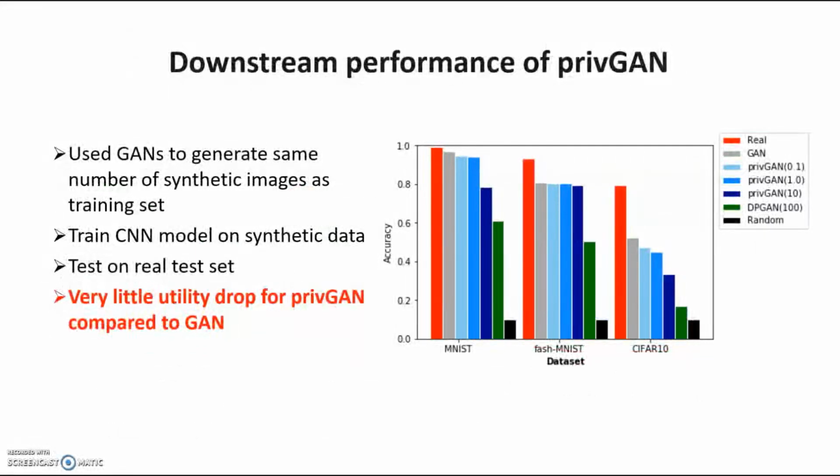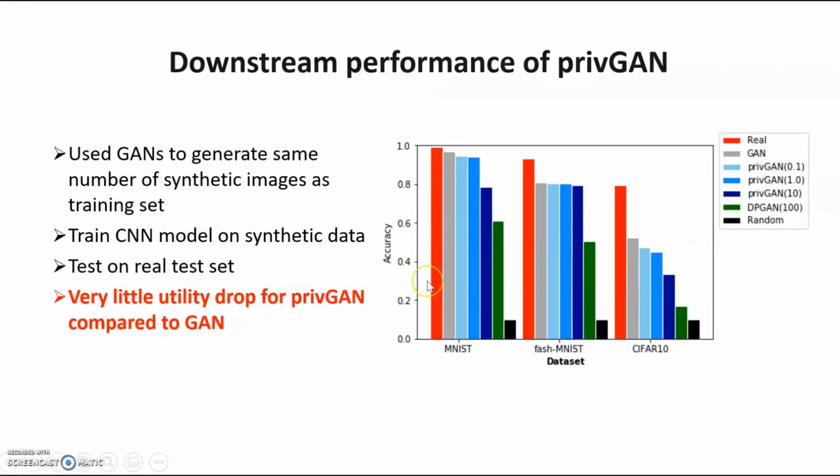As mentioned before, one of the motivations behind privGAN was providing a decent level of performance and downstream utility while providing membership privacy benefits. To see whether we're able to do that, we performed this experiment where you take various GANs, privGAN, the non-private GAN, and DPGAN, generate synthetic images, the same number as the training set, in these various data sets, train a CNN-based classifier model on the synthetic data, and then test on the real test set. So you can see the red bar is if you train the CNN model on real data and test on real data.